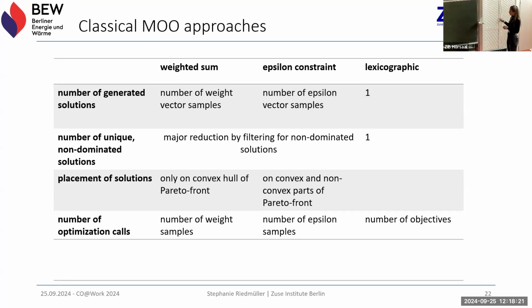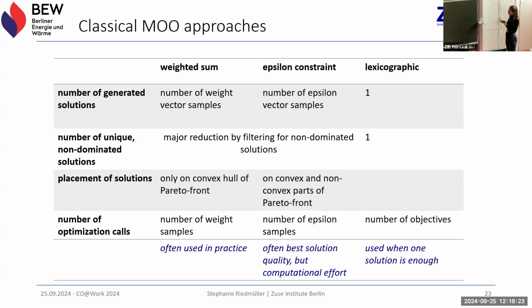So in total, I tried to summarize what I think about all 3 approaches. The first one is just often used in practice. Sometimes it helps you to get a brief overview of what is going on. Sometimes it's really not beneficial at all, but it's used very often because it's simple. The epsilon constraint algorithm often gives the best solutions, but there's a lot of computational effort. And the lexicographic optimization is just good if you just want one solution and you really know which one of the objectives is the best.